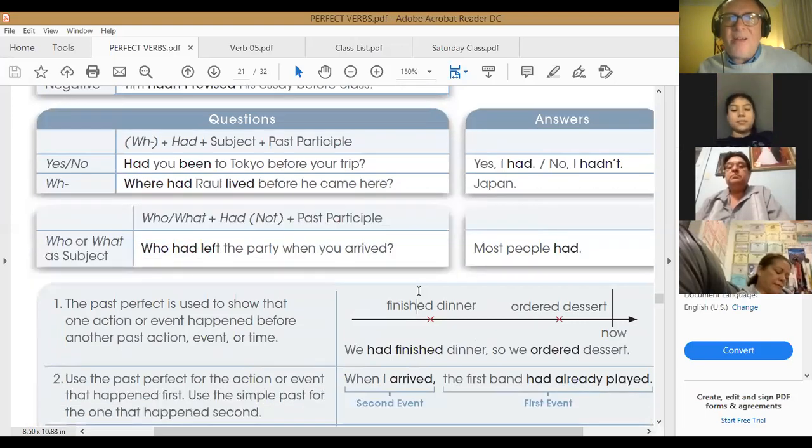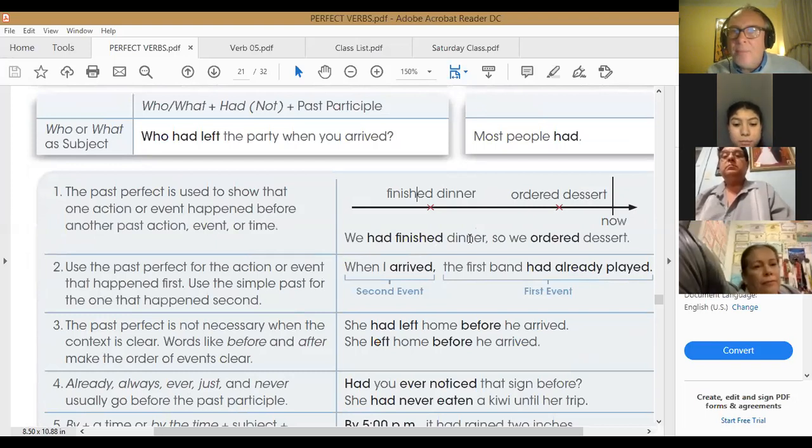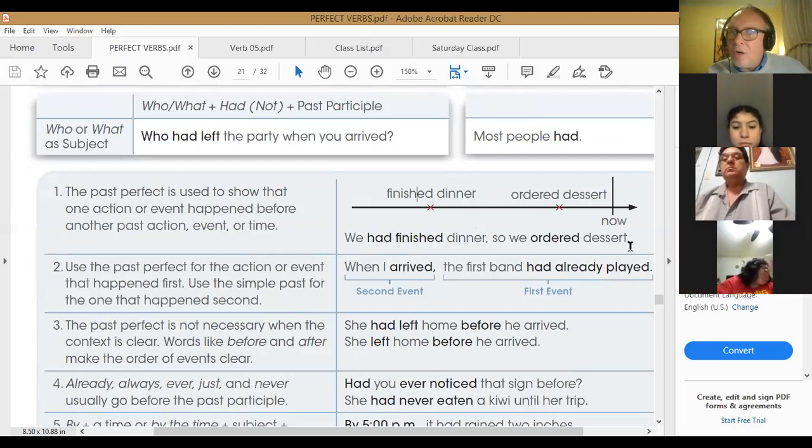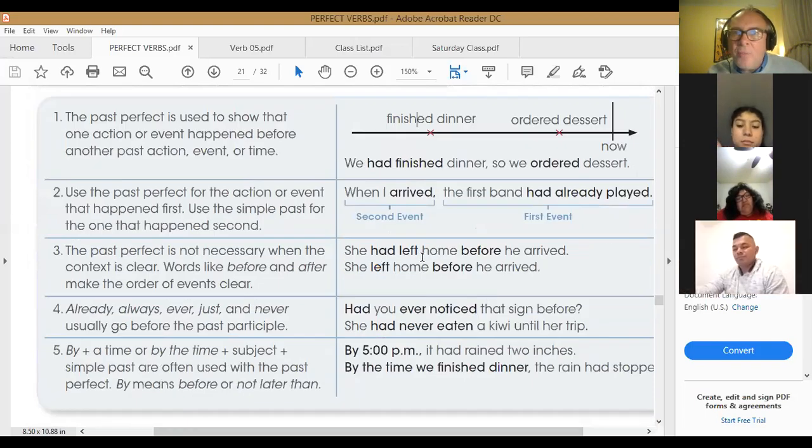So again, take a look. Here's our past perfect. We have two actions. We had finished dinner first, so we ordered dessert second. When I arrived, second, the band had already played first. She had left home before he arrived. She left home before he arrived. When you use a word like before, it's not really necessary to use past perfect. It's okay, but it's not necessary.